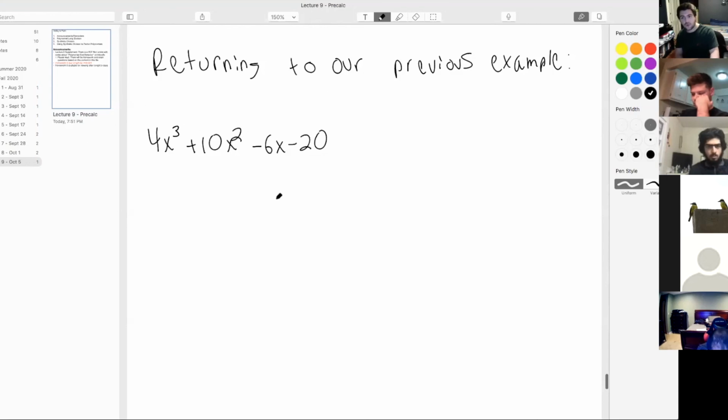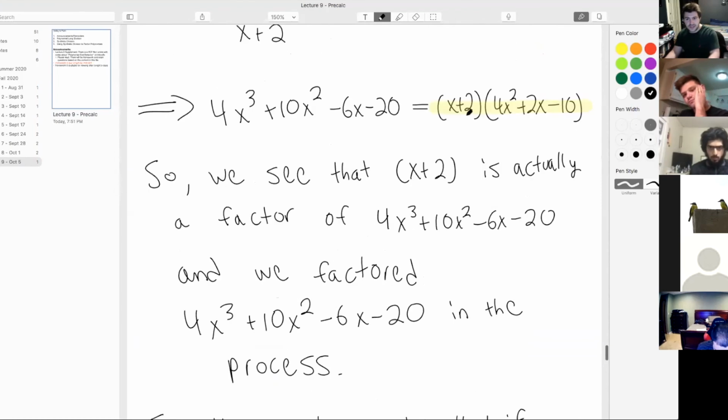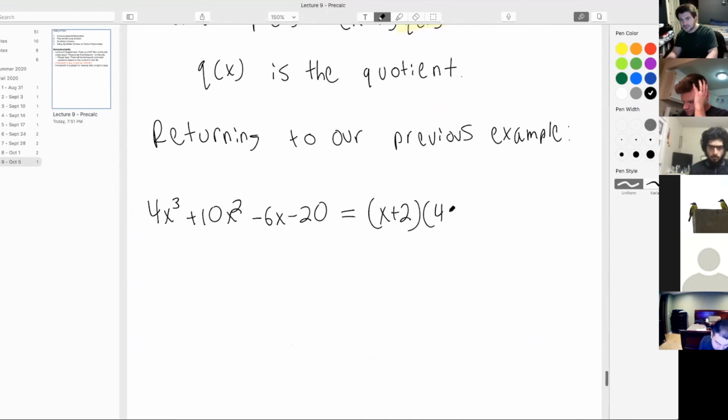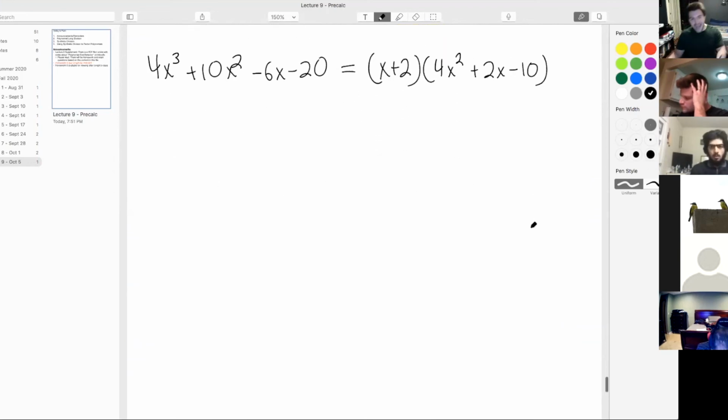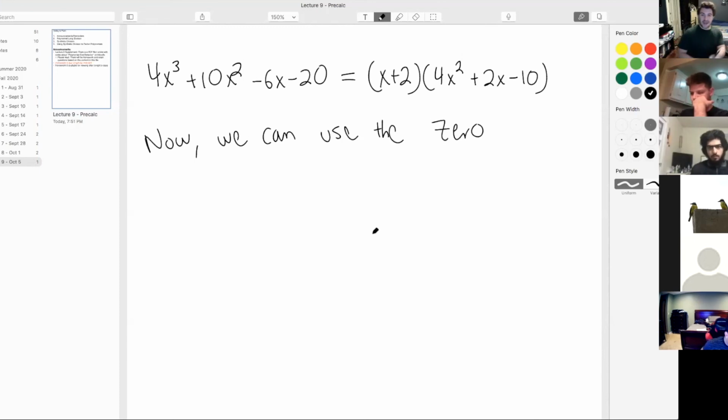So remember, the synthetic division allowed us to factor this as x plus 2, was it x plus 2? Yes, it was x plus 2 multiplied by 4x squared plus 2x minus 10. Okay, now we can use the zero product property. So now we can find the zeros of this third degree polynomial very easily.